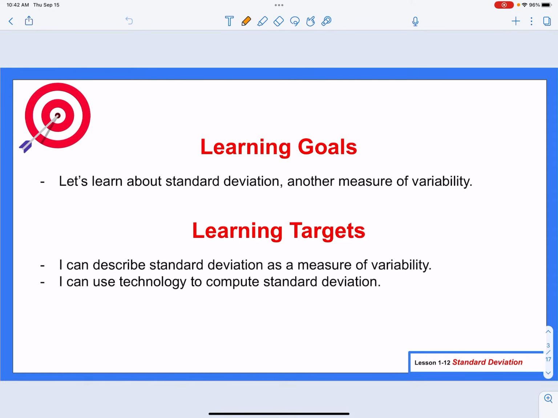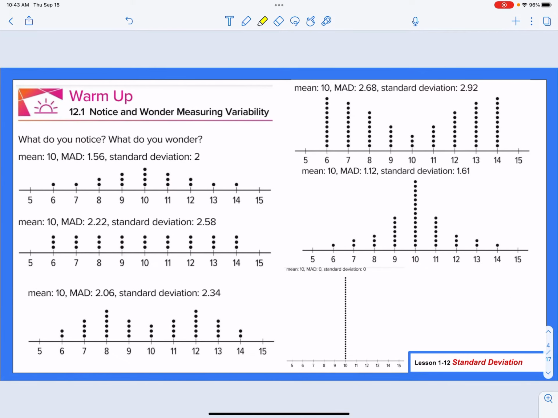Learning goal: let's learn about standard deviation, another measure of variability. Standard deviation is what we're going to talk about today, and it's a measure of variability. So talking about all the data and how much variety there is, how much it differs. I can describe standard deviation as a measure of variability, and I can use technology to compute standard deviation. We're going to try to do all those things today. So let's see how it goes.